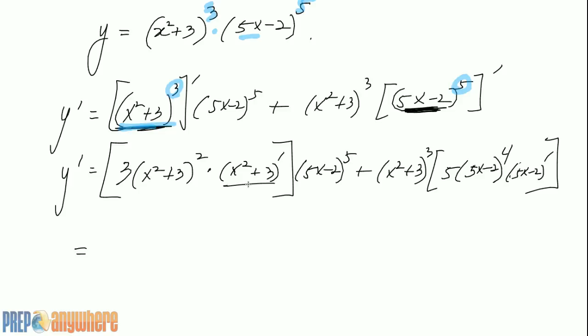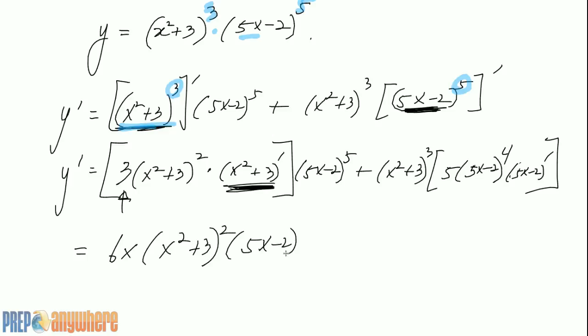Final step, take care of this. This will be 2x. So you're going to get, combined with this, you get 6x. Differentiate that, you get 5. So I'm going to put the 5 at the front. There's another 5 here, so it's going to become 25. Like that. Okay, so I'm just going to stop there.